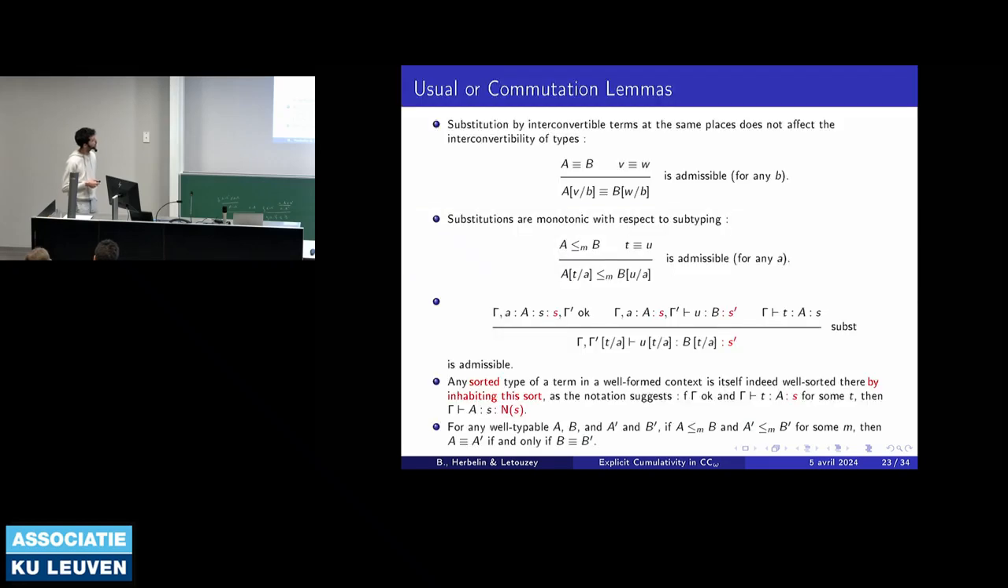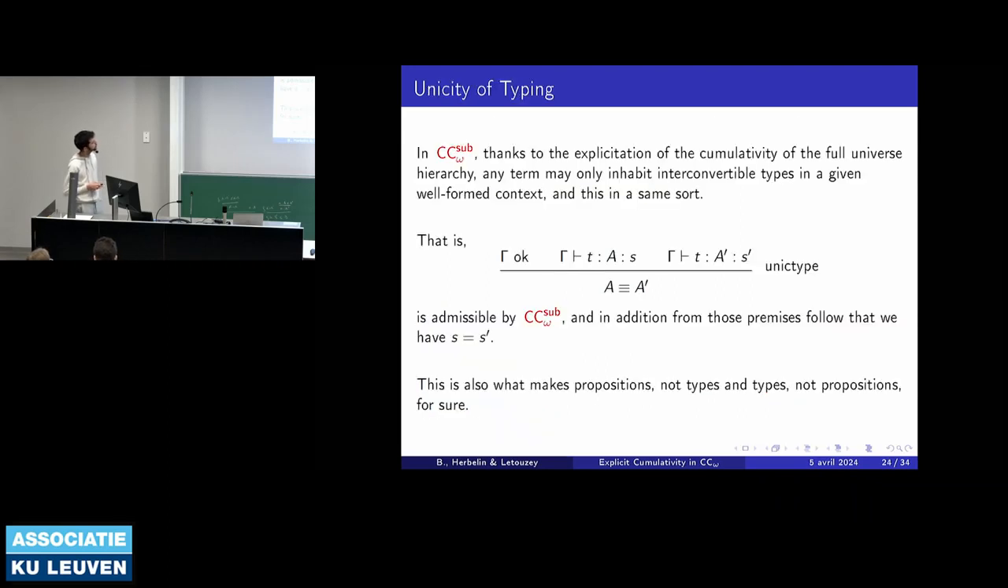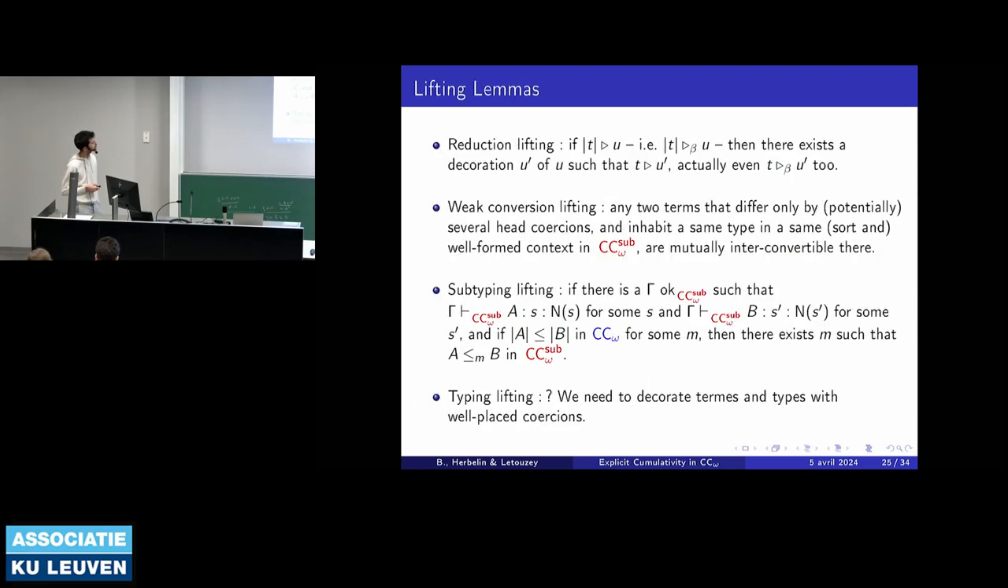The results, I will go quickly. There are several commutation lemmas and usual lemmas, such as well-sortedness of the sort of a term, and commutation with conversion, subtyping, and substitution. That's usual. So we have the unicity of typing I already talked about, thanks to this explicitation. A term has only one type, in a well-formed context.